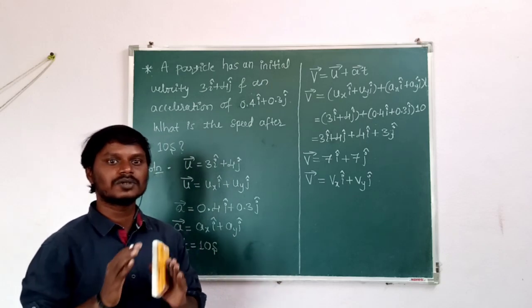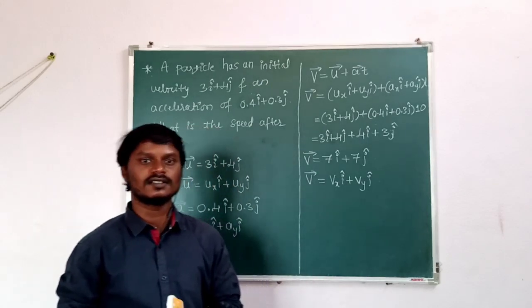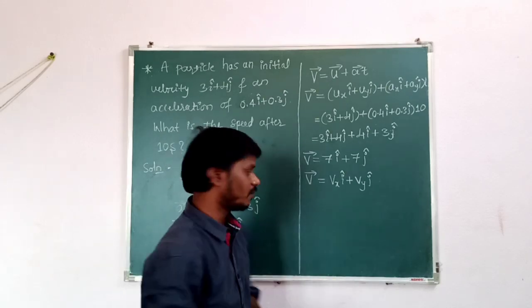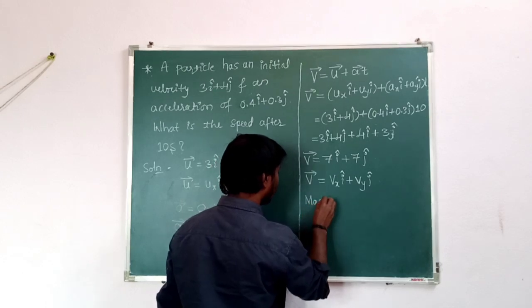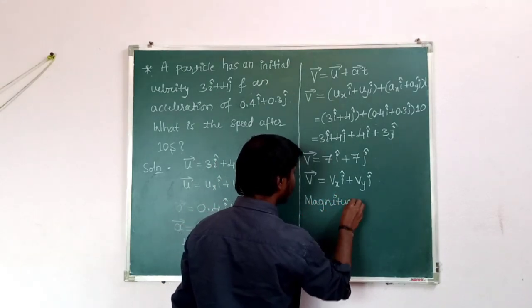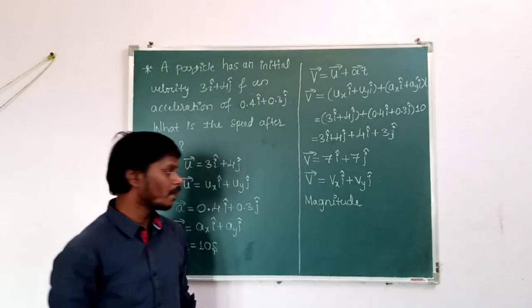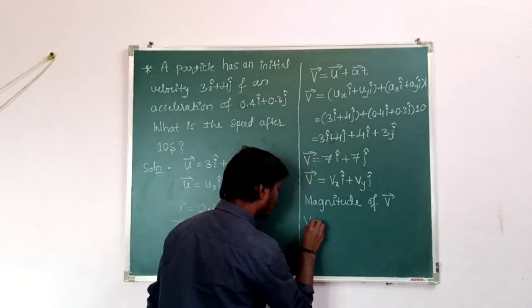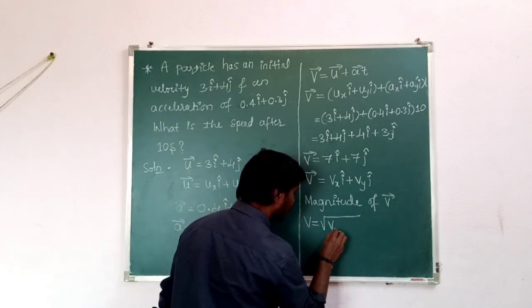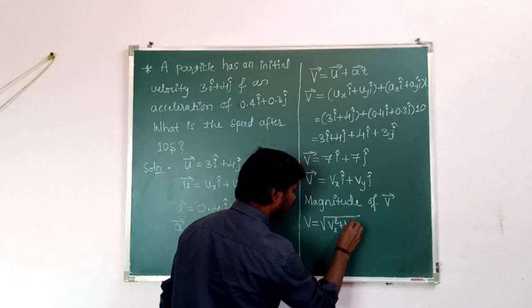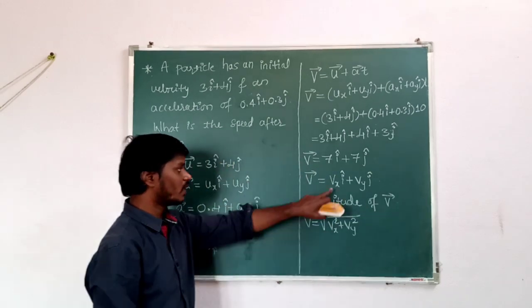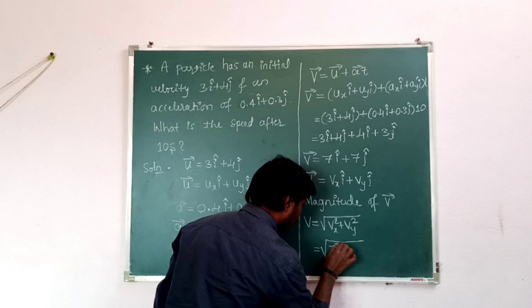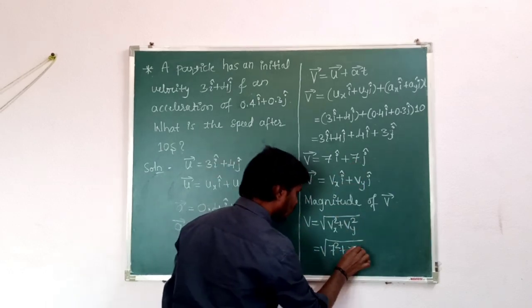How to find the magnitude of velocity vector? Already I said that. So the magnitude of velocity vector is equal to square root of vx square plus vy square. Magnitude of velocity gives speed. Magnitude of velocity vector, that is v is equal to square root of vx square plus vy square. Then what is vx? 7, that is 7 square. And what about vy? That is also 7, that is 7 square.